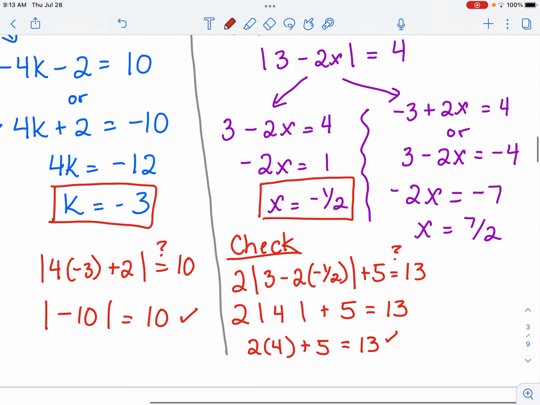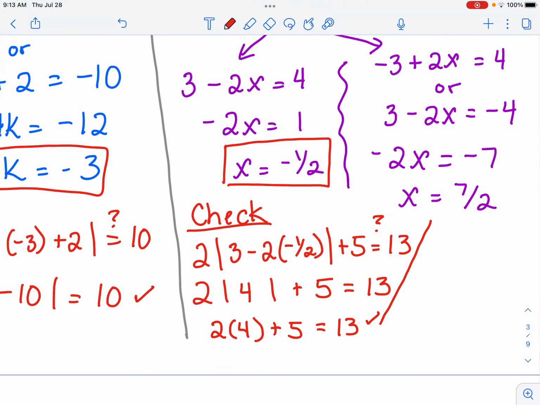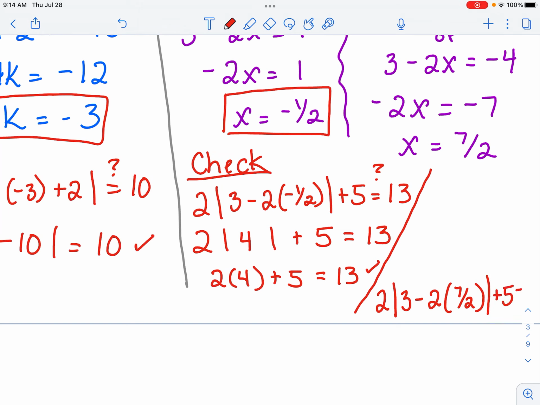All right. And now I want to check the other. Now I'm running a little low on space here, so I'm going to zoom in a little bit more. For my other check, I'm actually going to start at the bottom and work my way up. Okay. So I'm going to do 2 times the absolute value of 3 minus 2 times 7/2, plus 5. Does that equal 13 is the question.